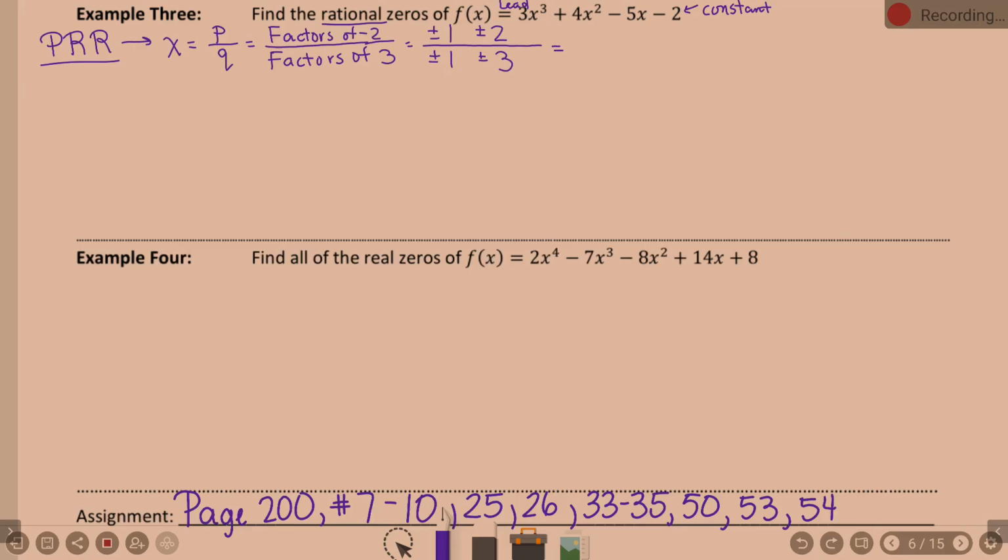So I'm going to start by putting everybody over 1. 1 over 1 is 1. 2 over 1 is 2. Now I've put everybody on top over 1. Now everybody on top has to go over 3. So plus or minus 1 over 3, plus or minus 2 over 3. Did I get everybody? Yes. Okay, are we good with how we get that list? Yeah. I know technically that's review, but you know, it's been a year.